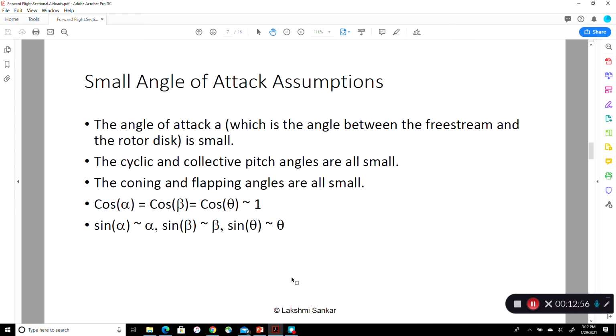Normally in a spreadsheet program, a MATLAB program, or analytical integration, this alpha is very, very small. So normally cosine of alpha, cosine of beta, cosine of theta will be 1. Likewise, theta is also a small angle in radians. So sine of alpha will be alpha, sine of beta will be beta, sine of theta will be theta. This is common in spreadsheet-based approximations or analytical integrations. Whereas if you're doing a CFD code or one of the comprehensive analyses, no need to make these small angle of attack assumptions.